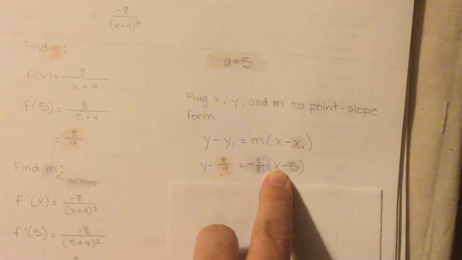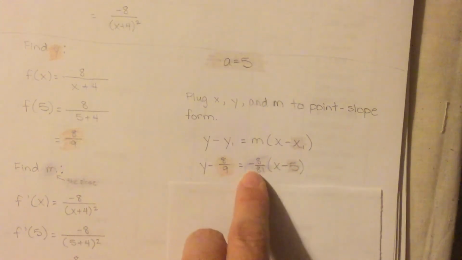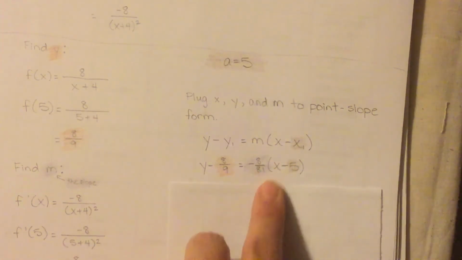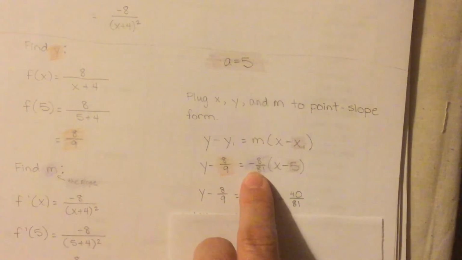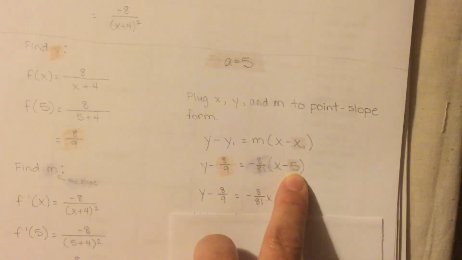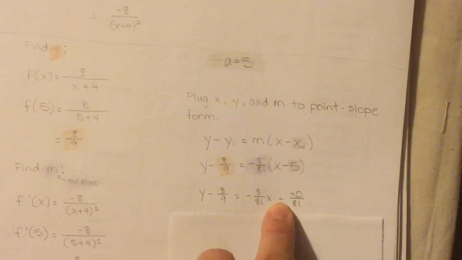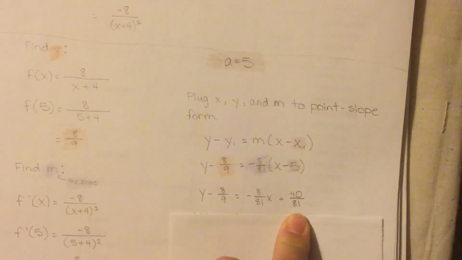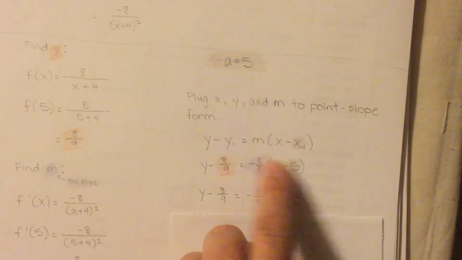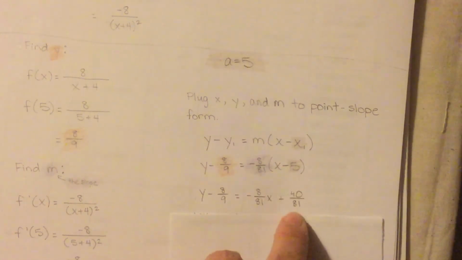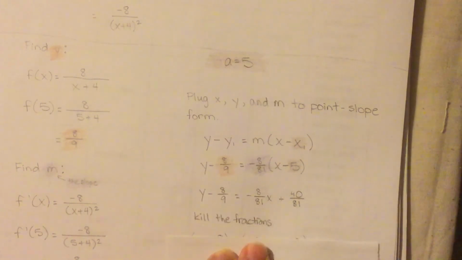I'm going to distribute this fraction. So negative 8 over 81 times x is negative 8 over 81x. And then negative 8 over 81 times negative 5 is going to be positive 40 over 81. This is understood to be over 1, so you just say 5 times 8, and then the understood 1 times 81 to get that.